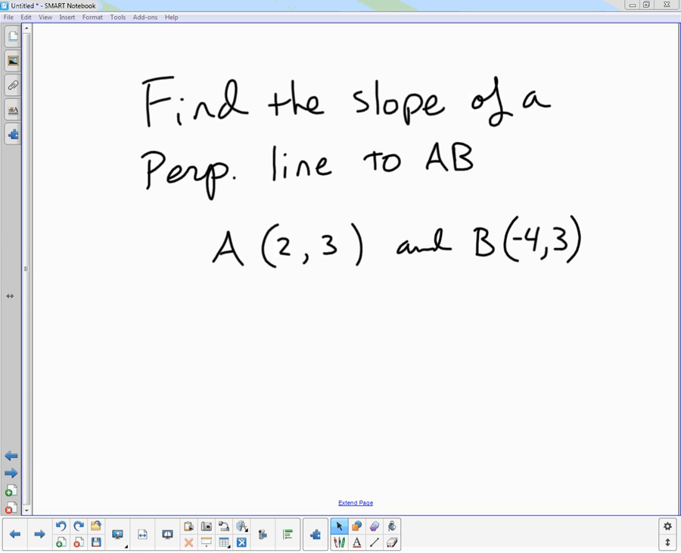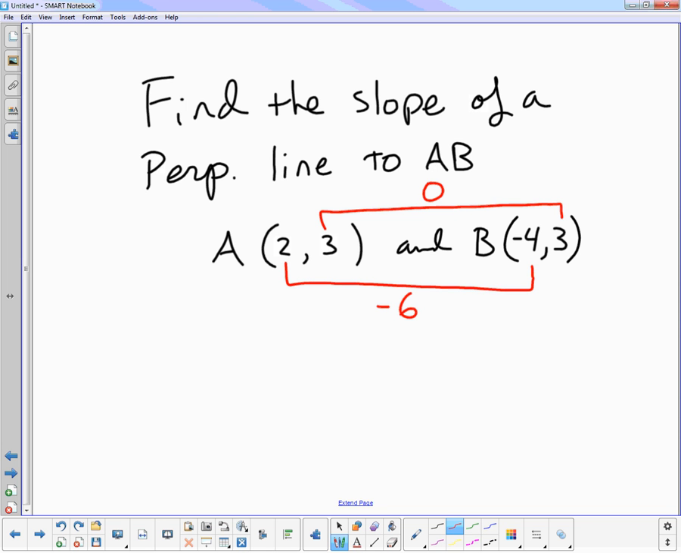What happens? What does that mean? It's undefined. That's the word. Good. From 3 to 3 is 0. Starting at 2 and going to -4 gives you -6.